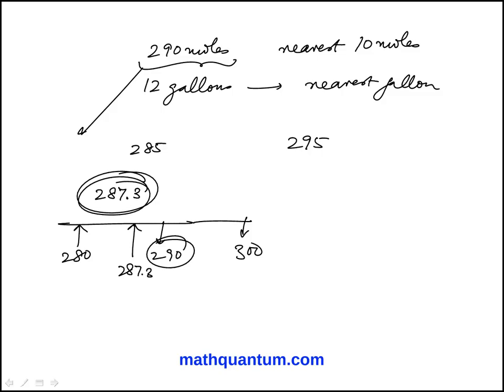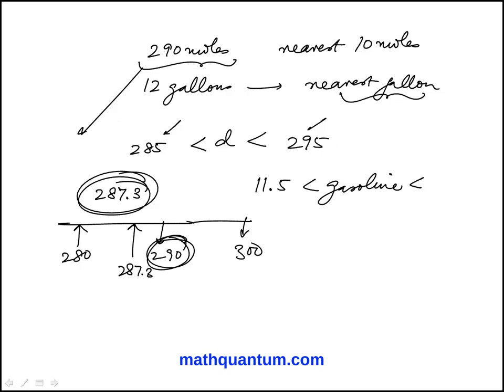So if you look at what are the range of values that would satisfy that? Well, that distance, I'm going to call that D, has to be greater than 285 and less than 295. So it has to fall between those two numbers. Same thing for the gasoline consumption. It's nearest gallon, so it's going to fall between 11.5 and 12.5.